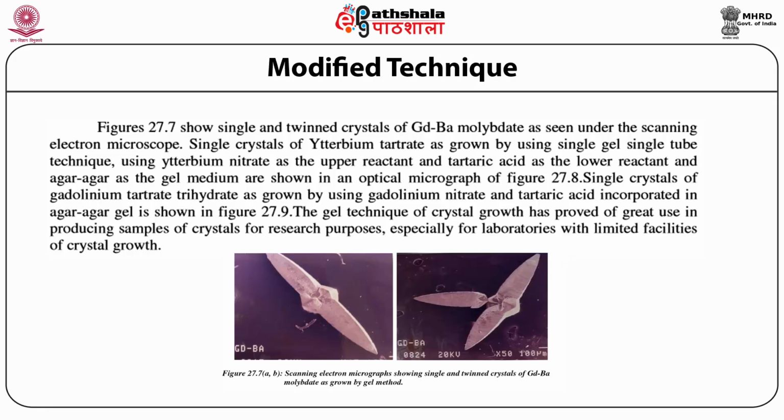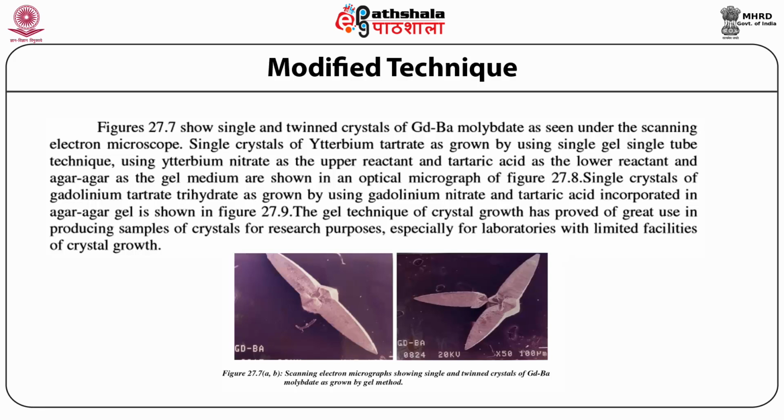Single crystals of ytterbium tartrate as grown by using the single gel, single tube technique, using ytterbium nitrate as the upper reactant and tartaric acid as the lower reactant and agar-agar as the gel medium, are shown in an optical micrograph of figure 27.8. Single crystals of gadolinium tartrate trihydrate as grown by using gadolinium nitrate and tartaric acid incorporated in agar-agar gel are shown in figure 27.9.